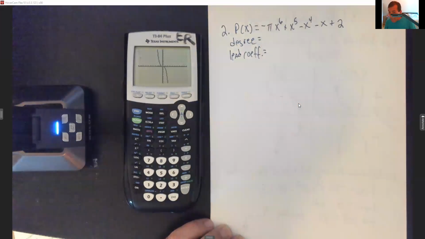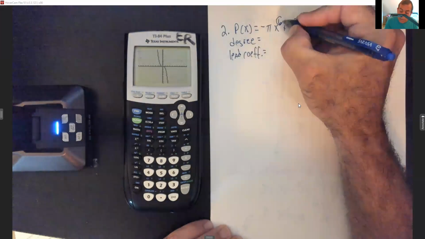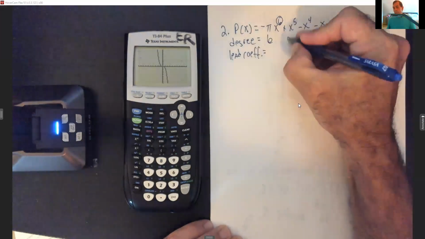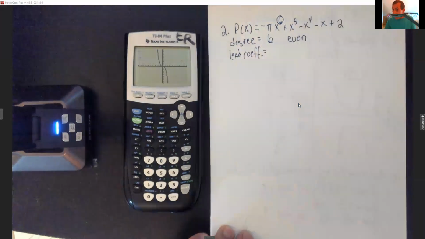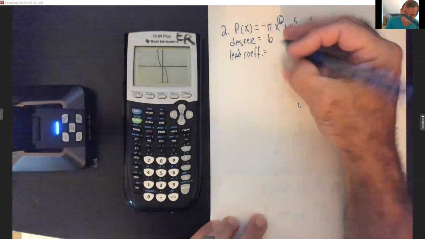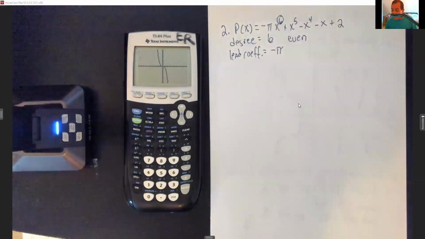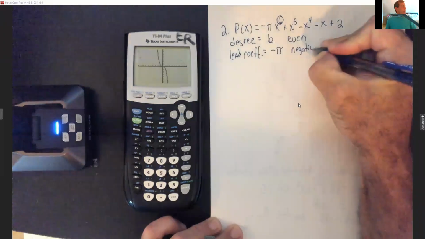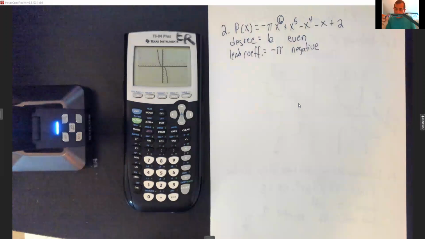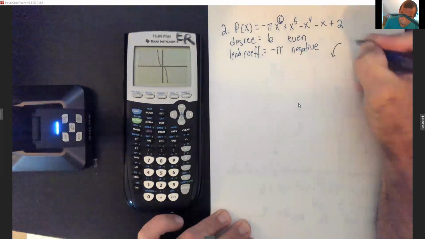So our degree is the highest exponent, and y'all, the highest exponent is a 6. So that is a degree 6, which is even. So I know it's going to be one of my pictures in the first column. My lead coefficient is a negative pi. So they're just trying to throw you curveballs with the radicals and the pi, but it don't matter. We're just concerned with what sign it is, and this is definitely negative. So on a chart, if it was even and negative, it looks like it's going to go downhill on both sides.